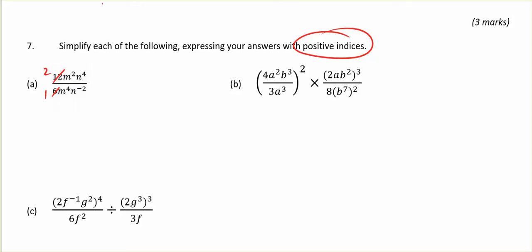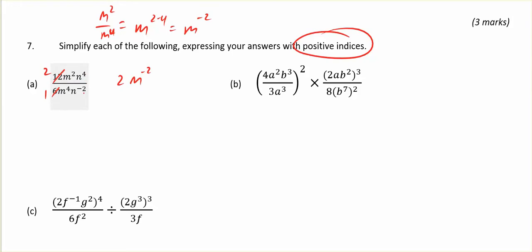m^2 divided by m^4. Remember, when we have the same base divided by each other, we subtract the indices. So that's m^(2-4), which equals m^(-2). So we've got 2m^(-2). Now I leave it at the top, okay? Because when you've done this fraction, just leave it at the top. Don't second guess yourself and put it at the bottom yet.